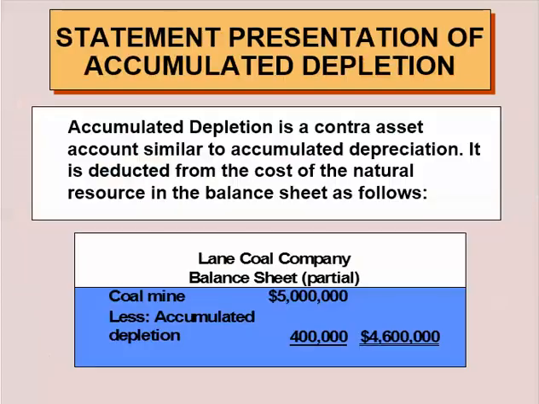And the way that shows up on our balance sheet is going to be the asset, which is the coal mine in this case, $5 million cost, less any accumulated depletion, which is $400,000, gives us a book value of $4.6 million. That's all there is concerning natural resources and depletion.